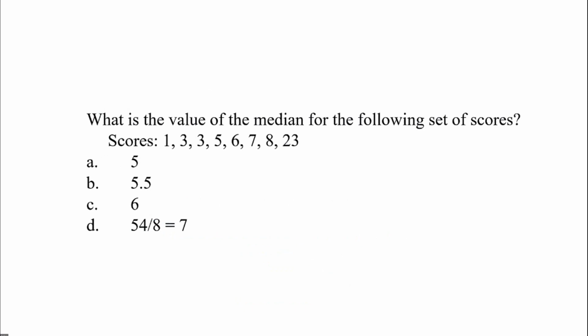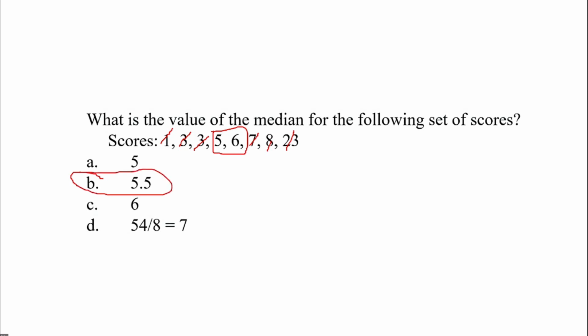All right, what's the median of this set of scores? 1, 3, 3, 5, 6, 7, 8, 23. The way that I do this is sometimes I just cross out numbers, if you can actually cross them out. So I'll just cross out until I get to the middle. And I've got a middle of 5 and 6, so my median is 5.5.